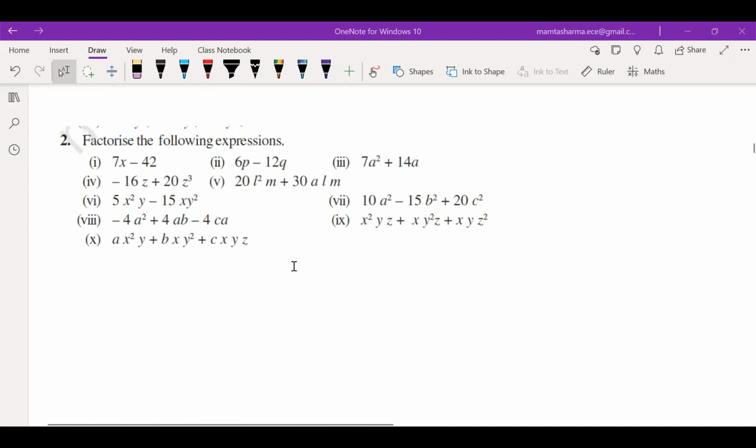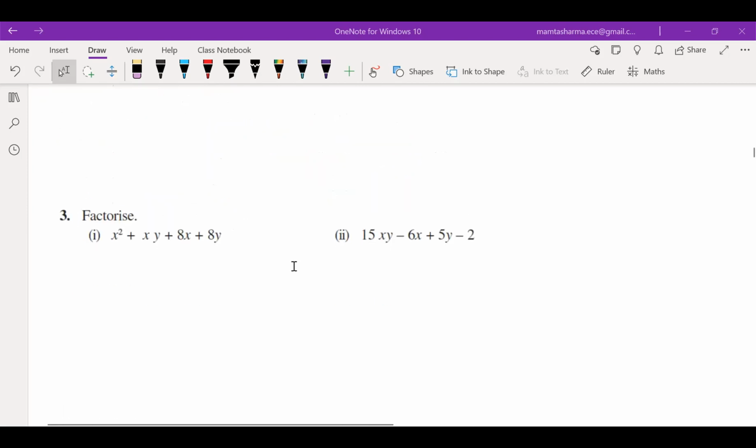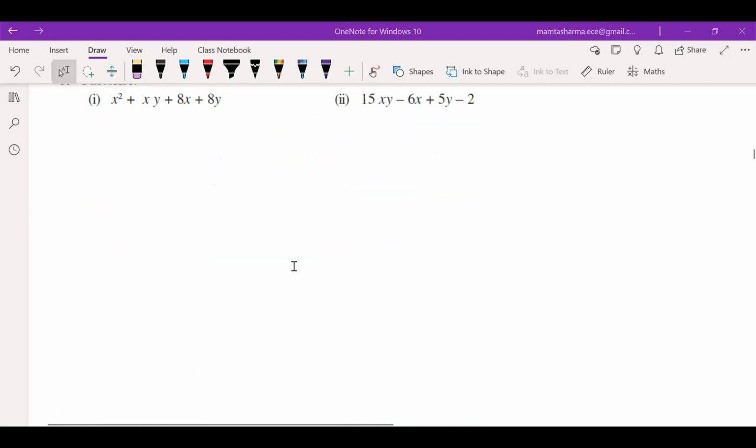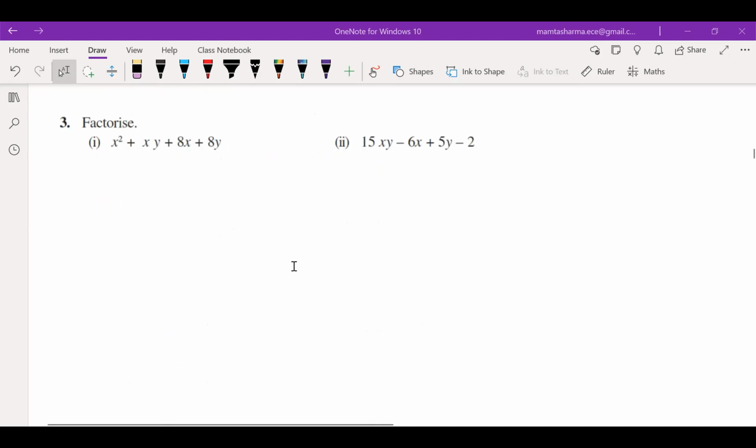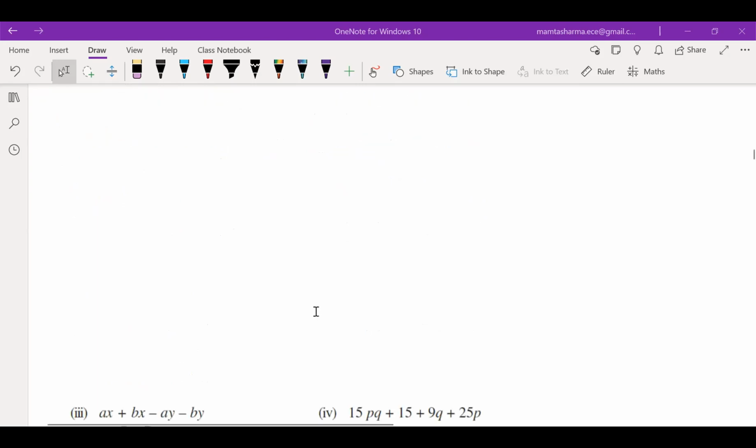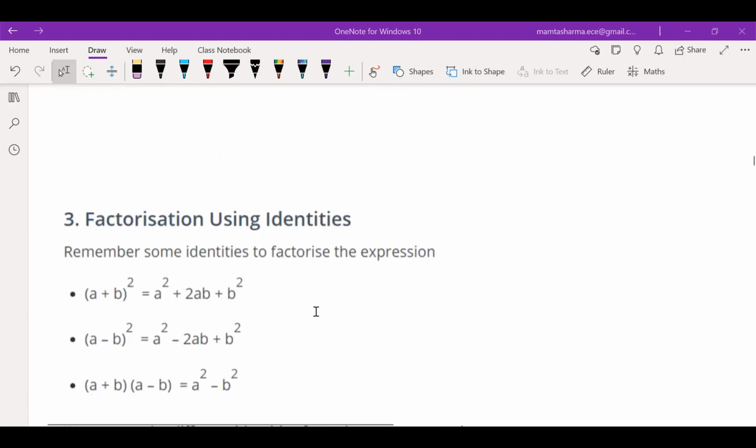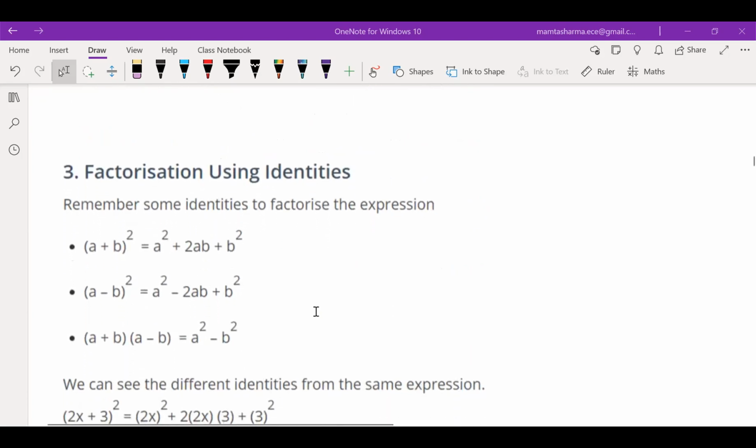Let me take a few tough questions. Ma'am, will you say split the middle term? Yeah, factorize this term using the regrouping method. Actually, we have done this already in a sufficient number of questions, right? Now we will see the factorization using identities.